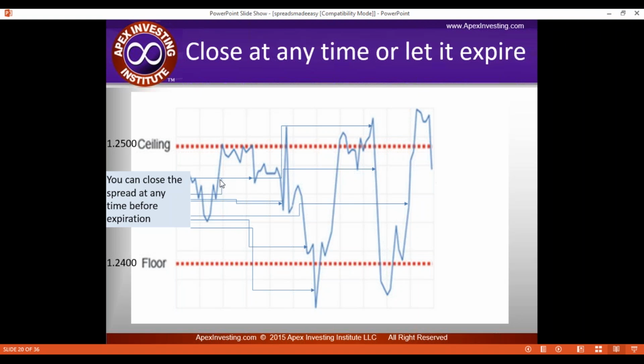Okay. George says, is there a minimum account balance to day trade Nadex? Yes, George, it's a minimum of $100 to open an account with Nadex. So all it takes is $100 to open an account with Nadex.